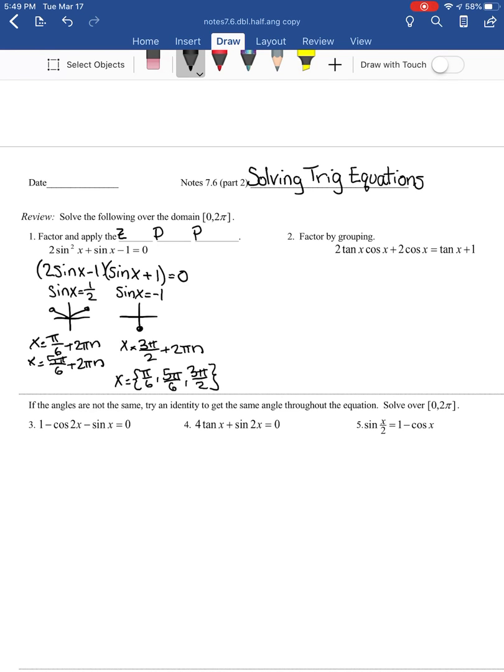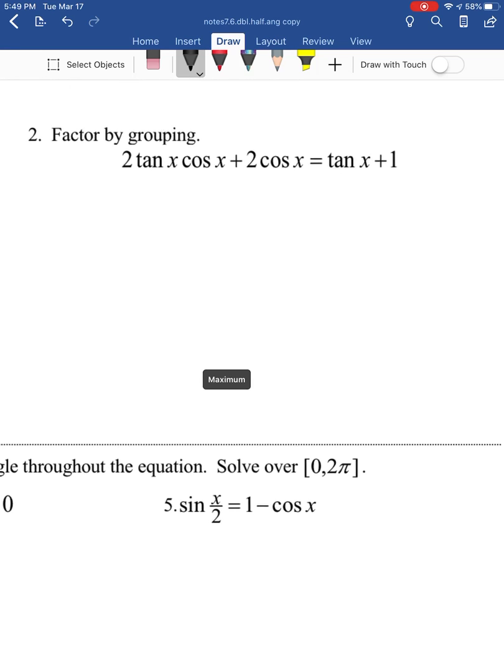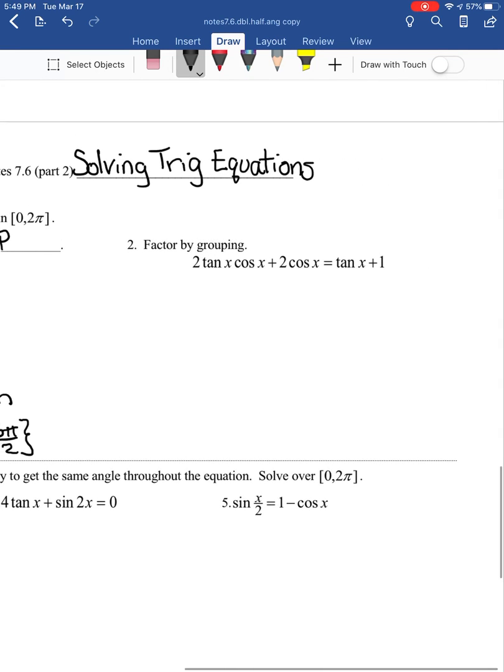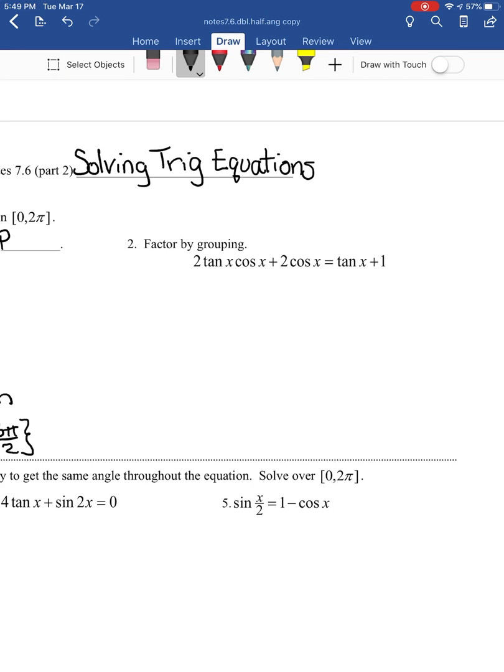So looking at number 2, it says factor by grouping. Here I have 2 tan x cosine x plus 2 cosine x equals tan x plus 1. First thing I always want to do when I'm factoring is get everything to one side. So 2 tangent x cosine x plus 2 cosine x minus tangent x minus 1 is equal to 0. And this says I'm going to factor by grouping, which is a nice hint. Then I want to look at these two terms together and those two terms together.